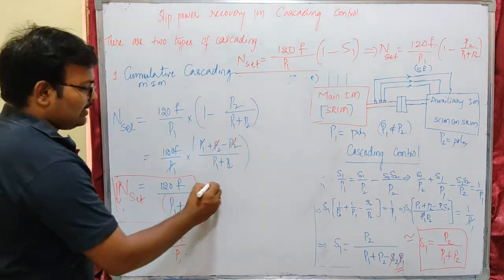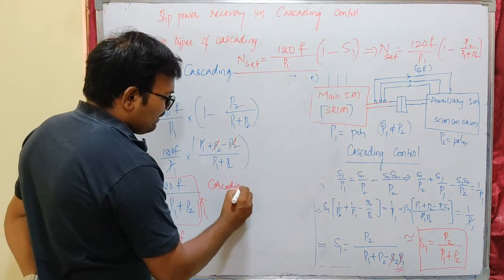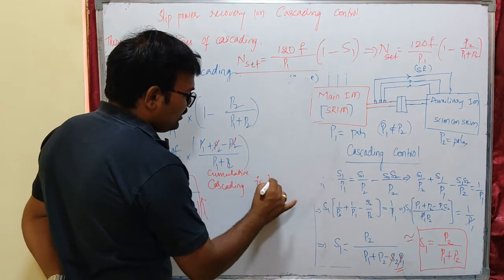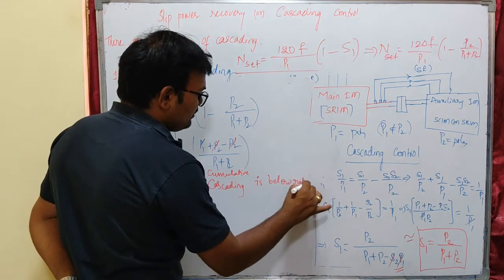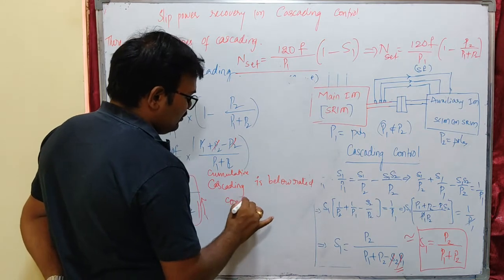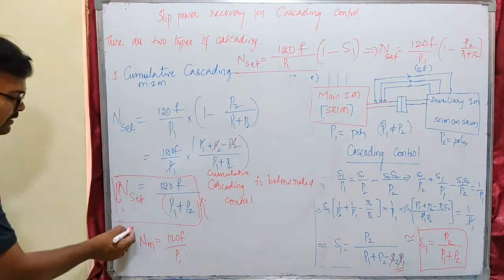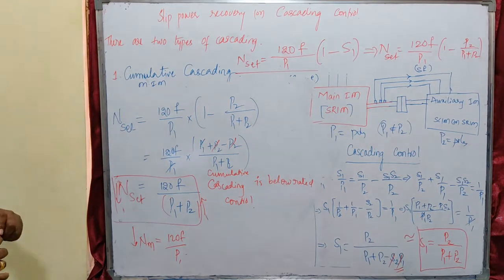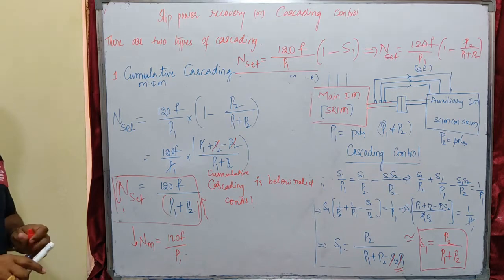That means cumulative cascading is below rated speed control. Here we are getting less speed compared to the speed of the main induction motor before cumulative cascading. Okay, this is about cumulative cascading. I hope you understand. Now let us try to understand differential cascading.